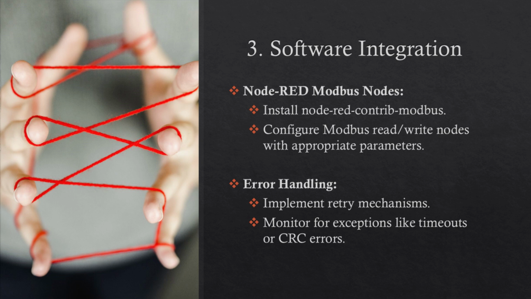Software integration is handled through Node-RED, where we install the Node-RED Contribution Modbus package. We configure Modbus read and write nodes with the appropriate parameters, allowing us to interact with the industrial machines directly from our edge device. To ensure robustness, we implement error handling mechanisms such as retries and monitor for exceptions like timeouts or cyclic redundancy check (CRC) errors. This proactive approach helps maintain continuous communication even in the face of transient issues.